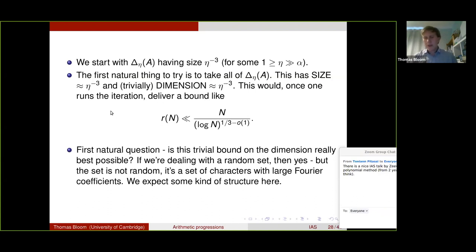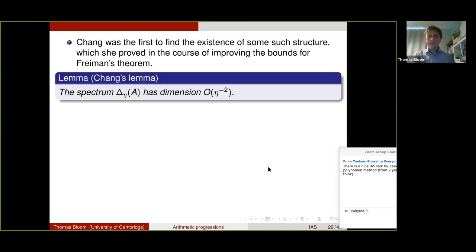Of course not in general, there are sets whose dimension equals their size, if I just take a set of linearly independent things. But we're not dealing with a completely arbitrary set here, right? We're dealing with a set of characters with large Fourier coefficients. So the set is given to us in some fairly structured way. We expect there to be some kind of structure, and so it's reasonable to hope that in our particular case, we can actually get a better bound on the dimension than this trivial eta to the minus 3. And indeed, we can.